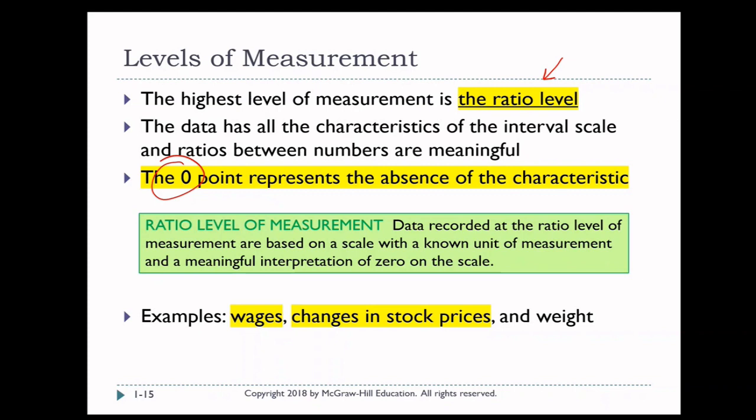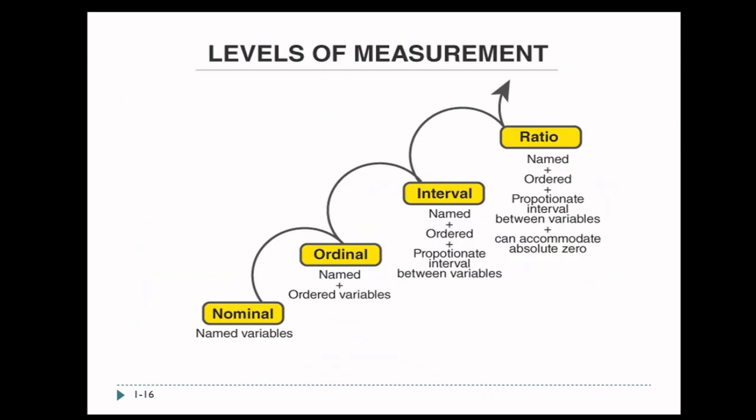level. Like wages, salaries. If wages is 0, it represents absence: there's no salary, no wages. The change in stock price, if it is 0, there is no price here. So the point is the absence of the characteristic. But ratio and interval are almost always used for numerical variables.